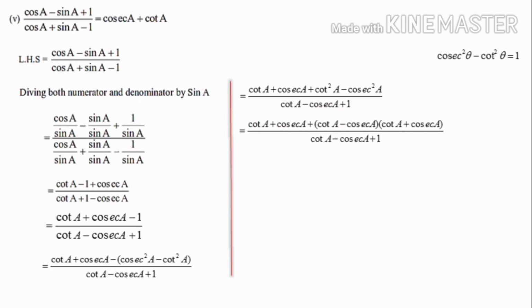Now cot a plus cosec a, the first two terms remain the same. The second two terms are in the form a square minus b square. Before also we have used this formula, a square minus b square is a plus b into a minus b. That is cot a minus cosec a into cot a plus cosec a. A square minus b square is a minus b into a plus b, or a plus b into a minus b, both are the same. So a minus b is cot a minus cosec a, into cot a plus cosec a. These two terms we have expanded, divided by the denominator which is the same, cot a minus cosec a plus 1.